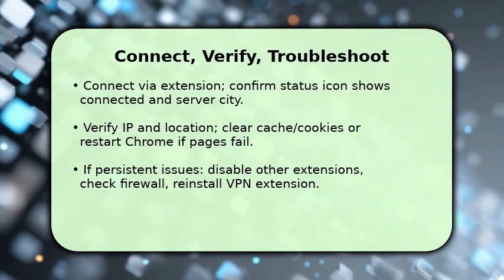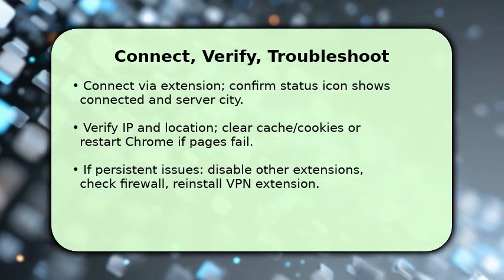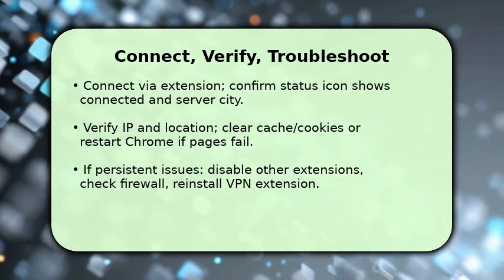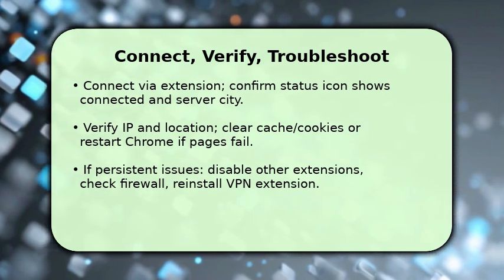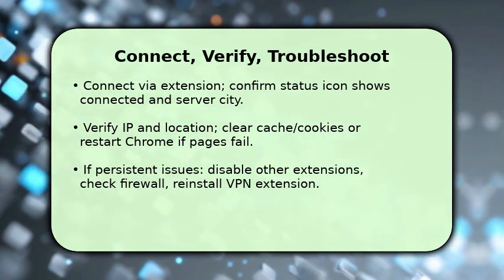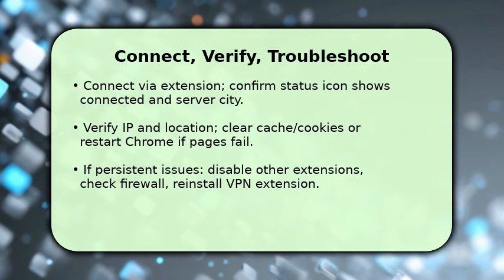Finally, connect with the extension and verify that Chrome's requests use the VPN. Click Connect and watch the icon change to Connected and show the server city. Then visit an IP check site to confirm your address and location.